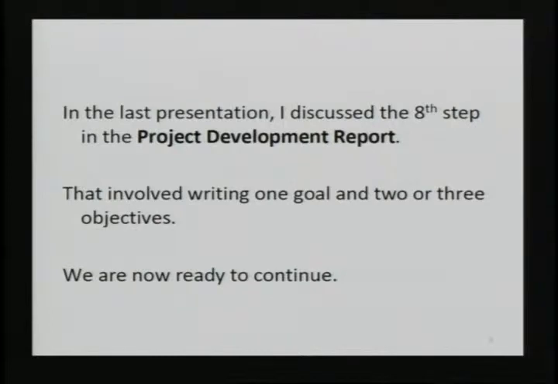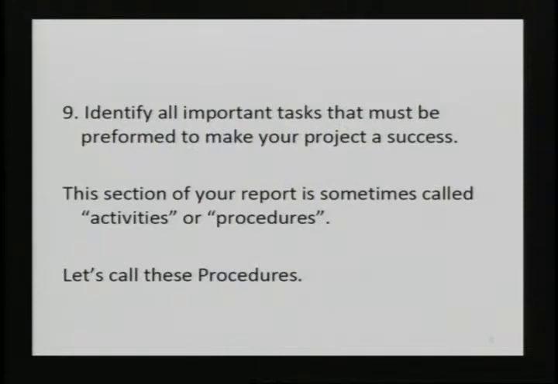In the last presentation, I discussed the 8th step in the project development program. That involved writing one goal and 2 or 3 objectives. We are now ready to continue. Number 9 in this list for the report is identify all important tasks that must be performed to make your project a success. This section of your report is sometimes called activities or procedures. In this class, I'd like to call these procedures.